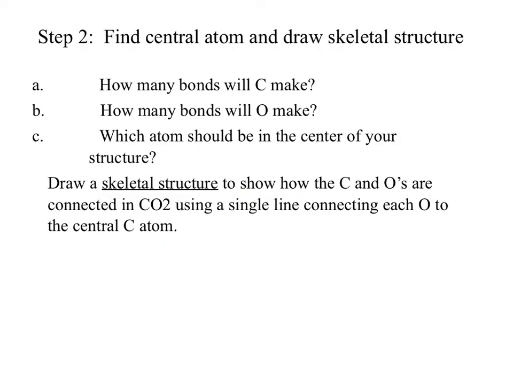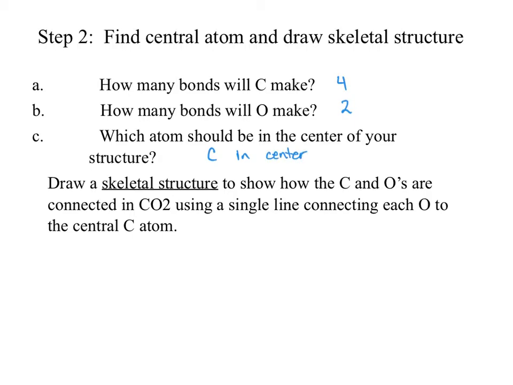Okay, the next step in drawing a Lewis structure is to figure out which atom is the central atom. The atom that can make the most number of bonds is the one that's going to be the central atom because it can do the most sharing. So it'll be in the middle where it can share with most of the atoms. So remember that carbon can make 4 bonds and oxygen can make 2, which means that we're going to put carbon in the center.